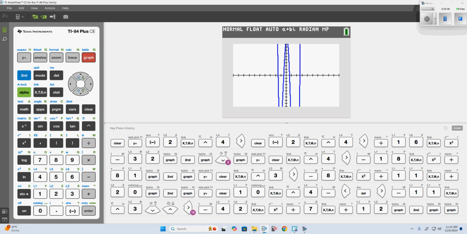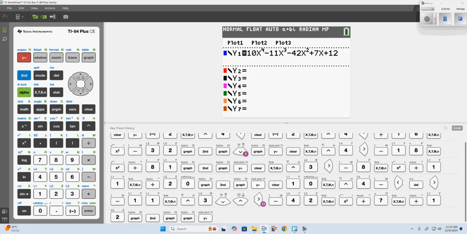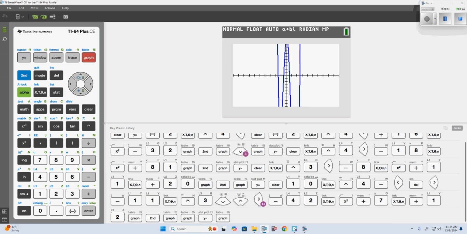10x to the fourth minus 11x cubed minus 42x squared plus 7x plus 12. And if we look at this graph, we see that it does cross the x-axis at 4 places, yes?